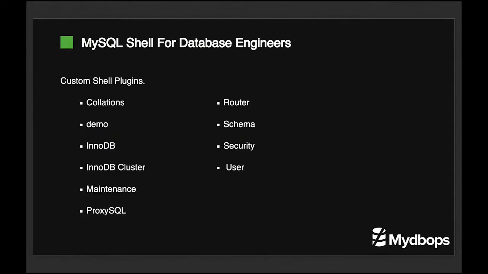When you look at the code, these are the possible things they have, like the collations, a demo setup, InnoDB health, InnoDB Cluster health, and maintenance. Of course it does the shutdown, not the start, because you can only shut down a MySQL remotely, you cannot start it remotely. And it has plugins for the proxy, SQL, router, and the schema. The schema plugin shows the available procedures and functions, and if you want to explore more, the schemas are there.